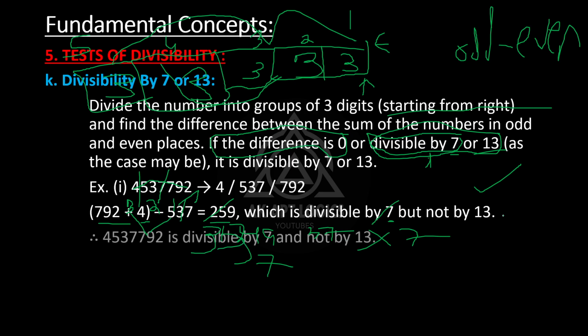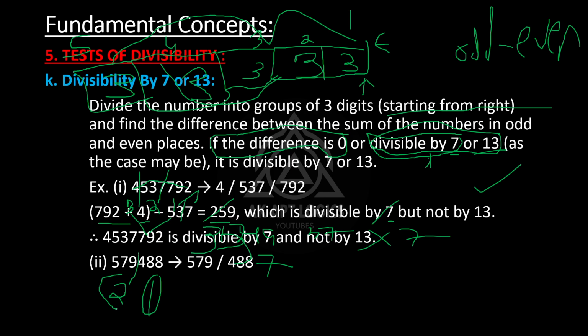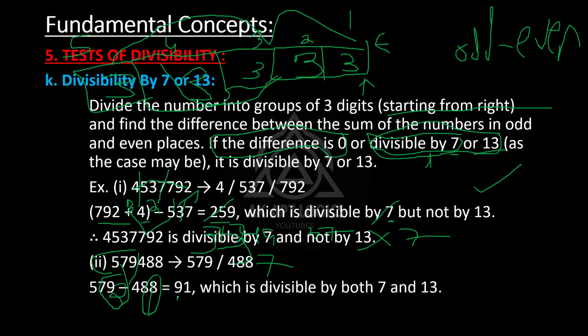Okay, similarly, there is some other example. We have divided into three parts. It will be 1, it will be 2. Here we have only one odd place, there is no other odd place. We have only one even place, there is no other even place. Here the even place value is higher than the odd place, so we have to subtract the odd place value from the even place value. The resultant will be 91, which is divisible by both 7 and 13, because if you divide by 7, 7 ones are 7, remainder will be 2, 21, 7 threes are 21, 13 times.